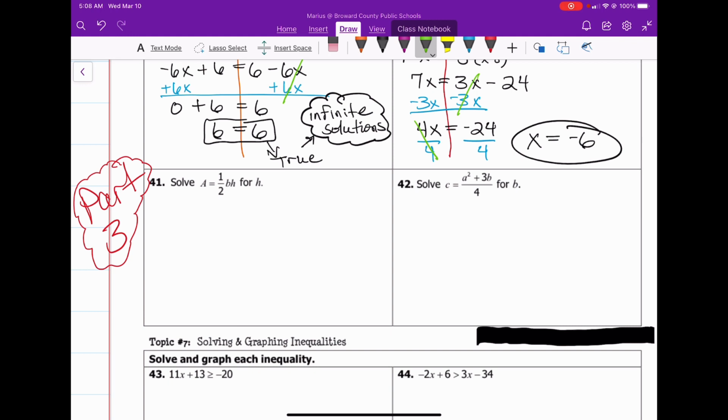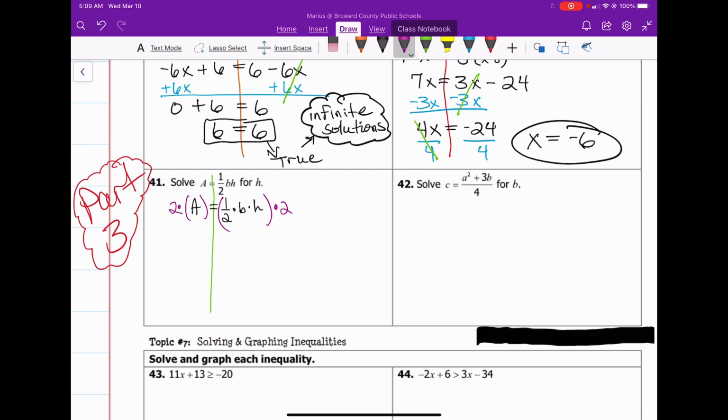Number 41 says to solve A equals 1/2 base times height for h. And if you didn't know, this is the formula for the area of a triangle, okay? But either way, just to make sure that we're clear, we're going to rewrite this to say A equals 1/2 times b times h. Now, the first thing you want to do to both sides is clear the fraction. We're going to multiply by 2, but essentially that's going to cause us to clear our fraction. So we multiply both sides by 2.